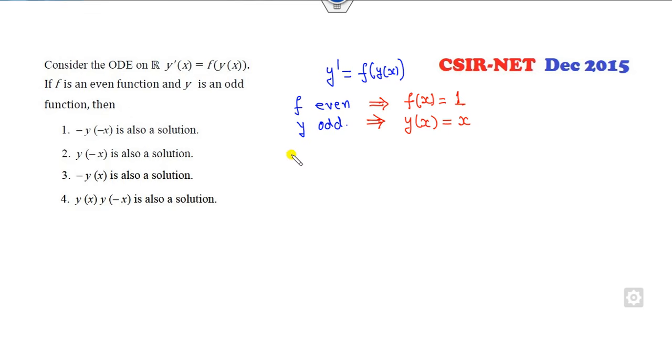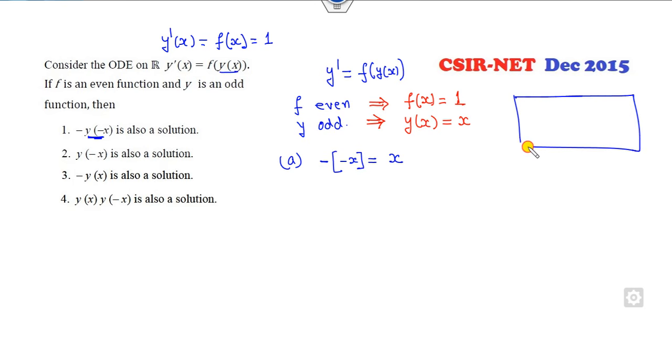Now look at the first option. y of this, so what is that? y of minus x, y of minus x is minus x, so it is x. Is this the solution of this problem? So you can check that. Okay, firstly, what is the function? y dash of x is, what is f? What is y of x, f is 1. So my differential equation becomes y dash of x is 1. So is it satisfied? Yes, it's satisfied.